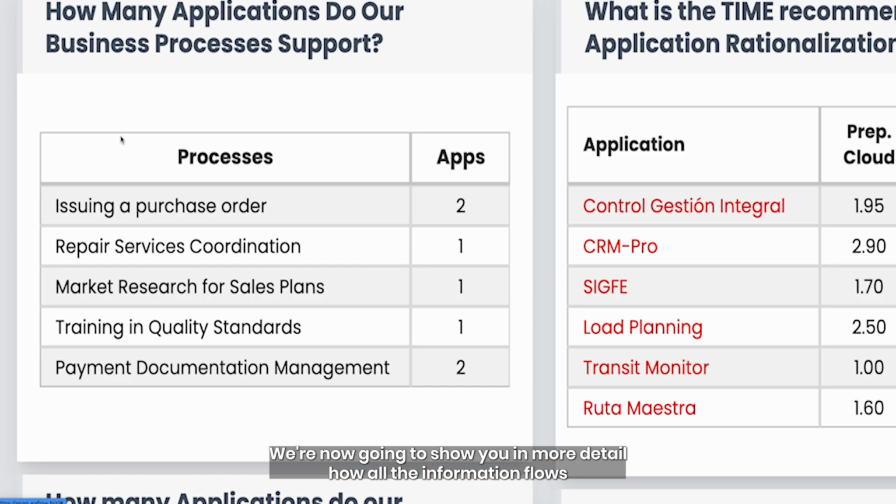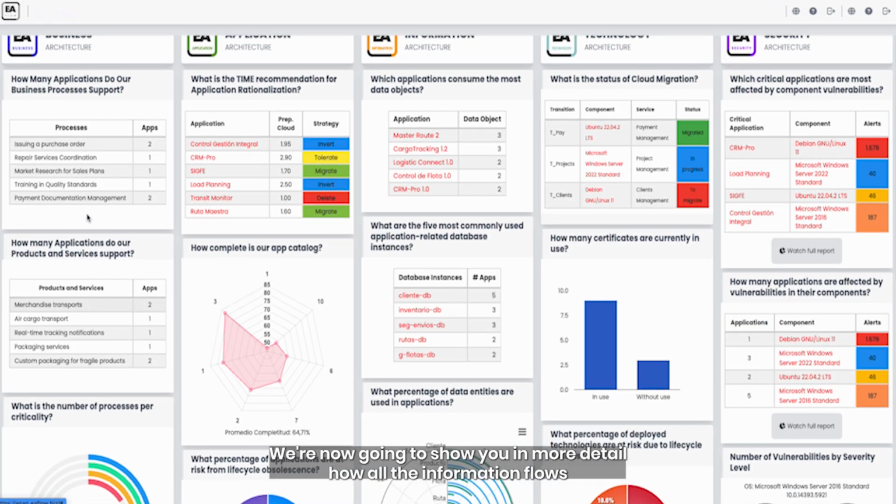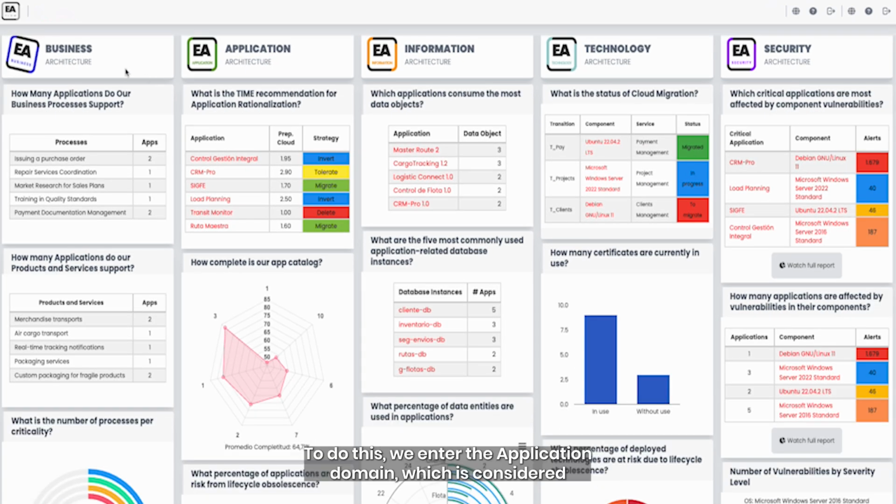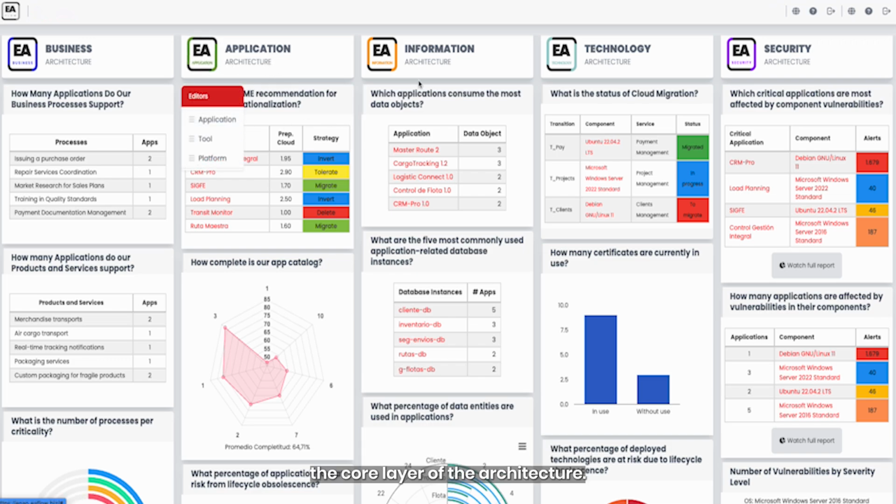We're now going to show you in more detail how all the information flows through the architecture, like who is responsible for each artifact, the applications, their integrations with other applications, and the servers. To do this, we enter the application domain, which is considered the core layer of the architecture.